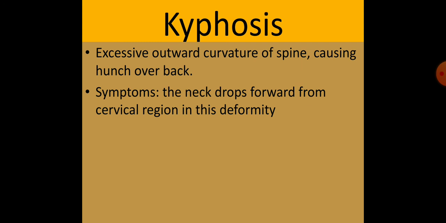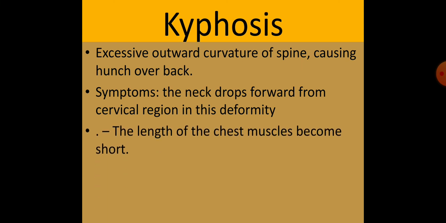The symptoms: the neck drops forward from the cervical region in this deformity. Initially, the neck is dropping forward only from the cervical region, and after that, this drop of the neck pushes the thoracic region backward, which creates the hunch over the back. The length of the chest muscles becomes short. These are the symptoms we can identify, because the chest muscles are compressed.